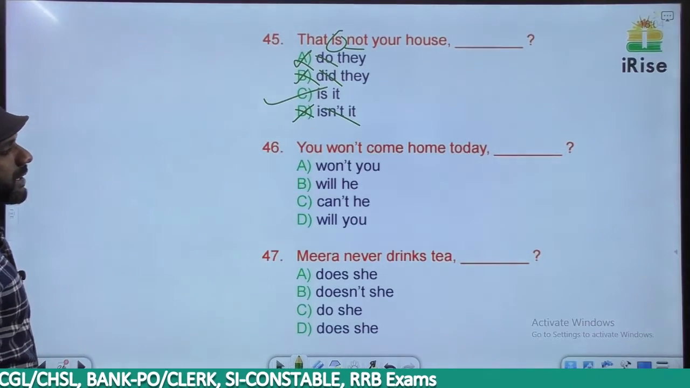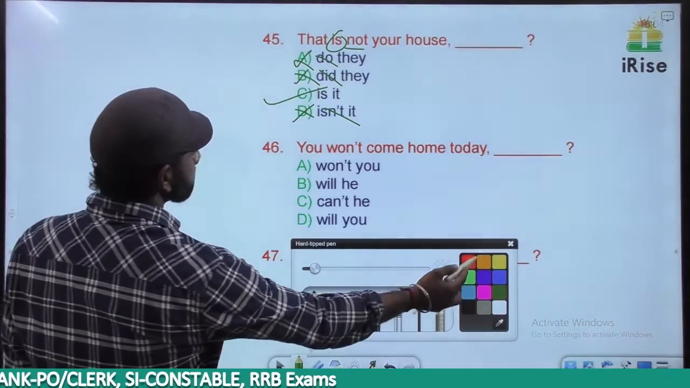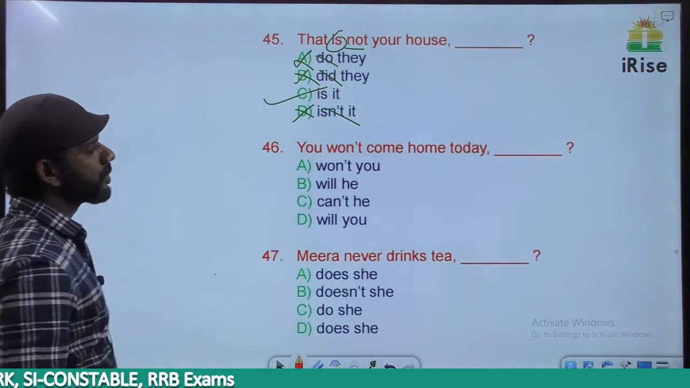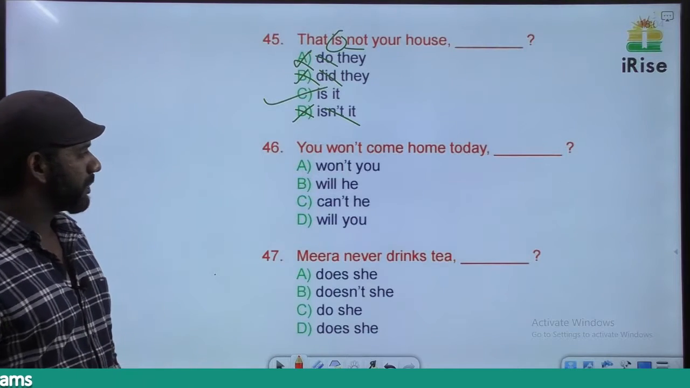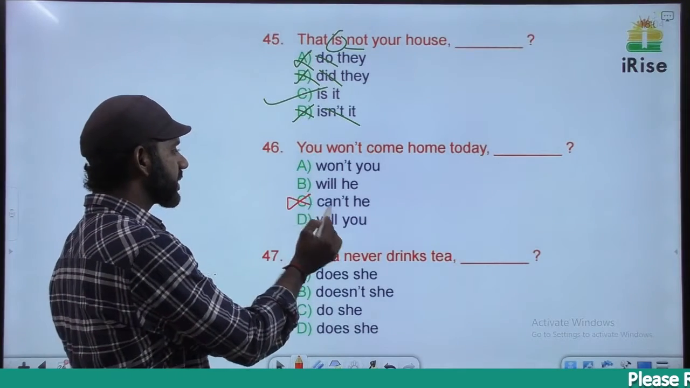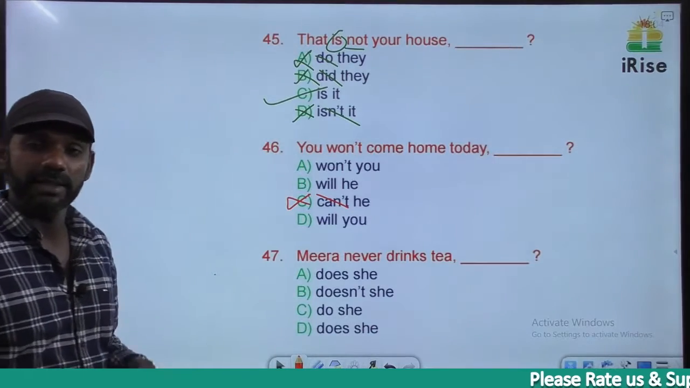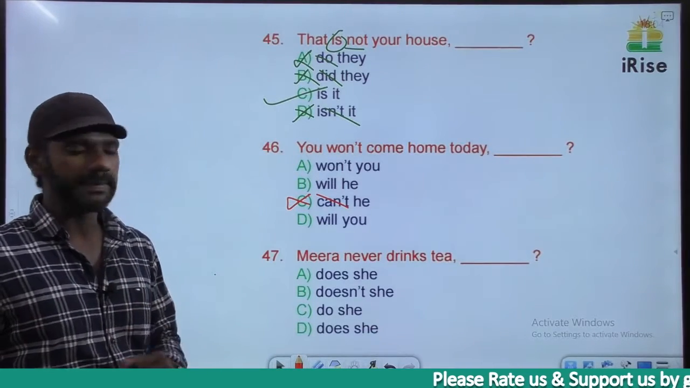You won't come home today. Won't is a short form of will not. So based on that, option C is eliminated. Can't is wrong. Can't is a short form of cannot, eliminated.